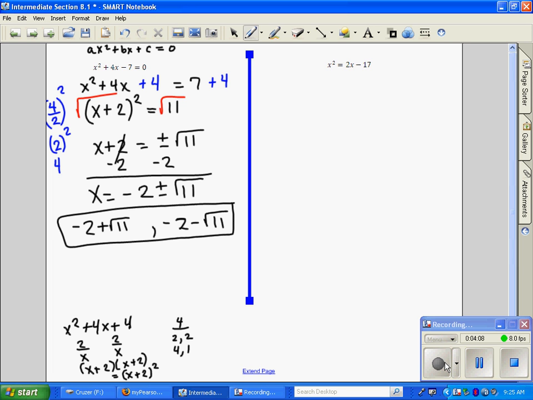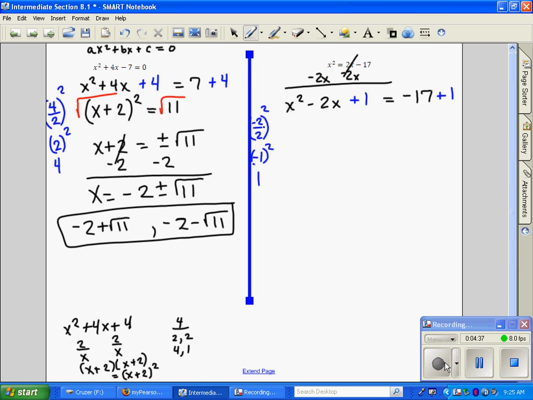Okay, the next example, the first thing we want to do is move 2x to the other side. So we get x squared minus 2x, and we want to leave our c term over there on the right. We want our constant over there so we can complete the square. We take our b term, which is negative 2, divide by 2, and square it. That gives me negative 1 squared, which is just 1. If we add 1 here, then we're going to add 1 over here.